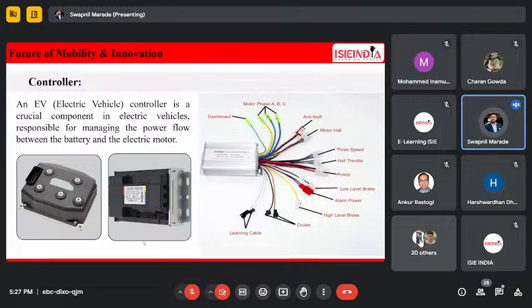It has motor phase ABC cables, like three-phase cables, anti-theft cables, and the motor Hall effect sensor, having a five-pin Hall effect sensor cable. Thereafter the speed management cable, Hall throttle. Thereafter the power, low-level brake, high-level brake, alarm, anti-theft, cruise control. Those connections are connected to the controller, which manages all the connections of the electric vehicle system, right? So this is a controller.